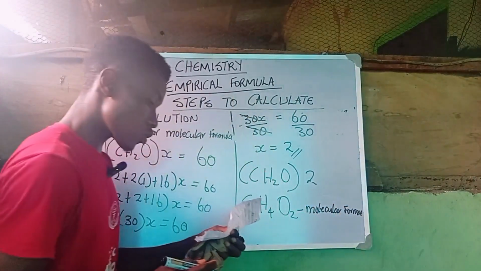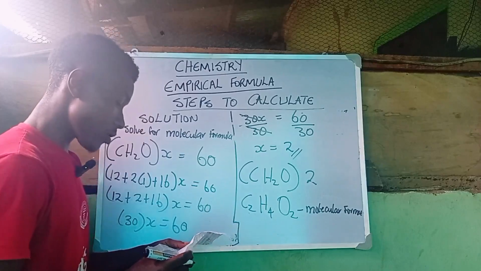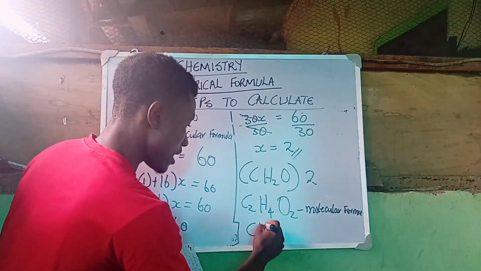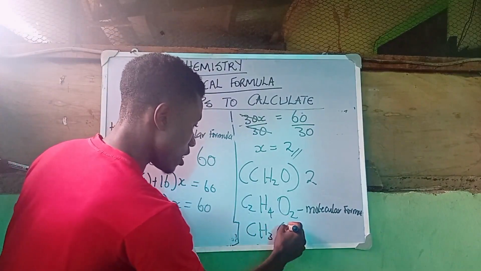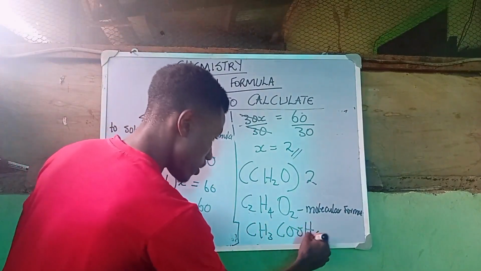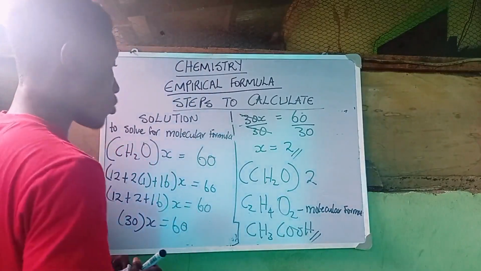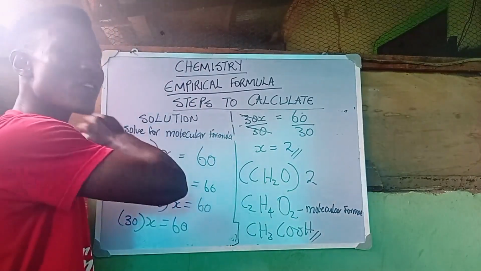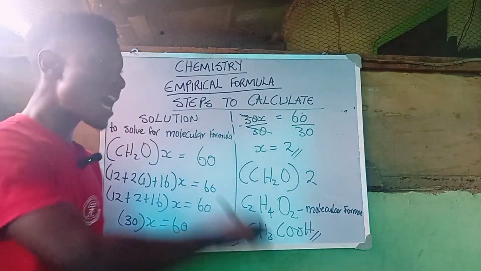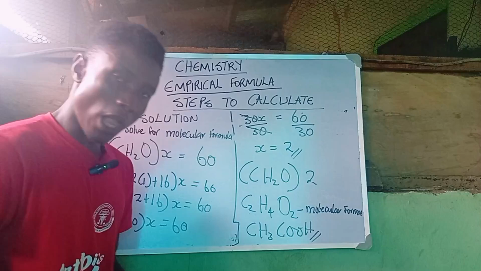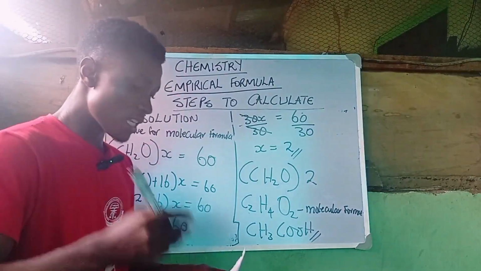And I think this can also be expanded to give us CH3COOH, right? So this can also be expanded to give us this. So this is just how you can solve for the empirical formula and molecular formula, right? So that is just how it is, right?